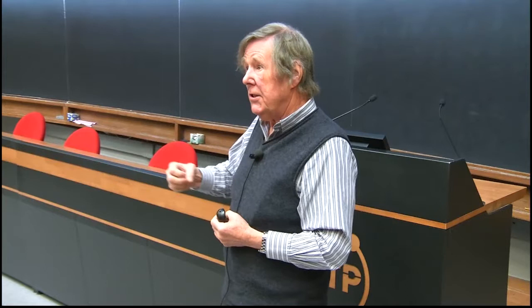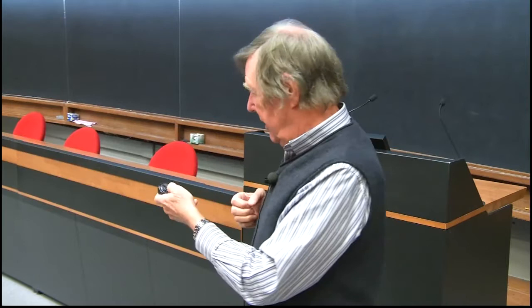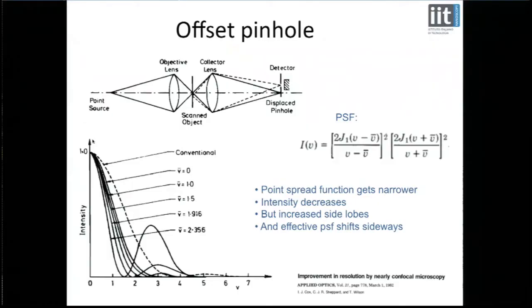However, what he found was that if you misalign the system, so here he's moving his pinhole sideways, the point spread function actually gets narrower. This was a very big surprise when we came up with this result. The signal is reduced, these curves have all been normalized, the signal is reduced, but the point spread function is narrower. But you get bigger side lobes. Eventually, the side lobes become huge. But an effect that we didn't show in this plot here is that the effective point spread function shifts sideways.